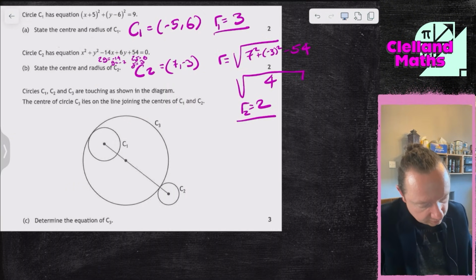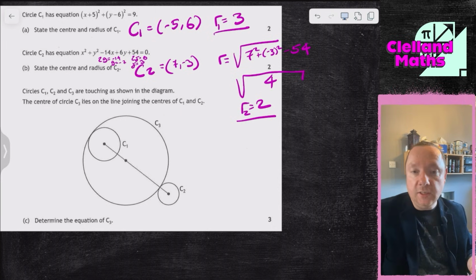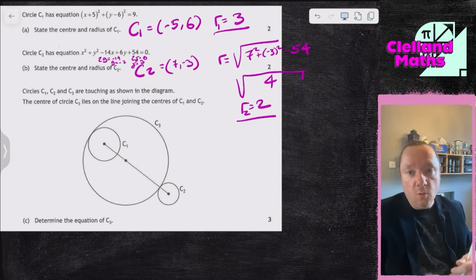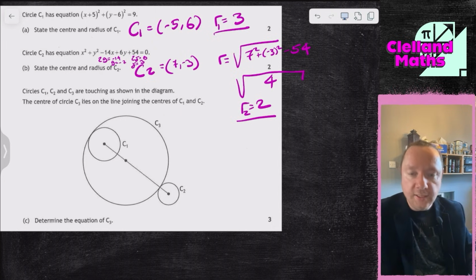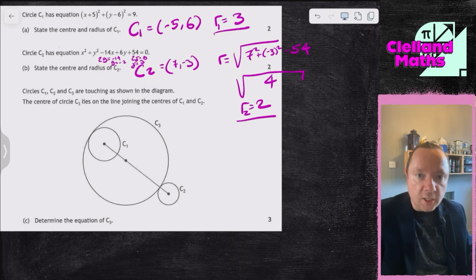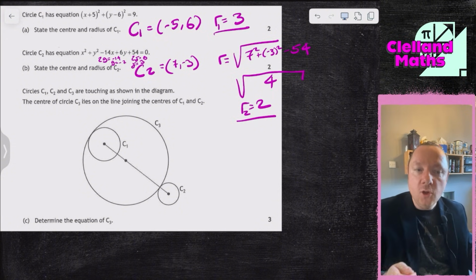C says, circles C1, C2, C3 are touching as shown in the diagram. The centre of C3 lies on the line joining the centre of C1 and C2. Determine the equation of C3. And I think this is where a lot of us will go, what do I do with this? This is the last question of the paper. It is designed to be difficult, okay? So don't worry too much.